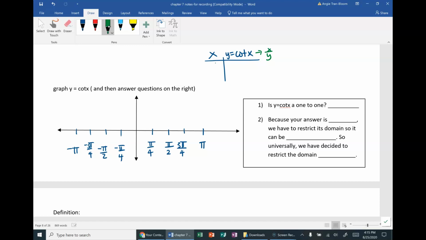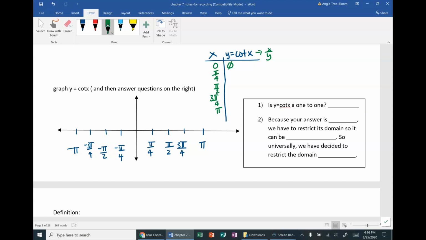So when x is 0 radians, it's going to give us an undefined value, because at 0, x is 1 and y is 0. 1 divided by 0, that's not possible. Then we're just going to pick out the key values, pi over 4, pi over 2. I'm going to extend this line a little bit. Then 3 pi over 4, and our last value will be pi.